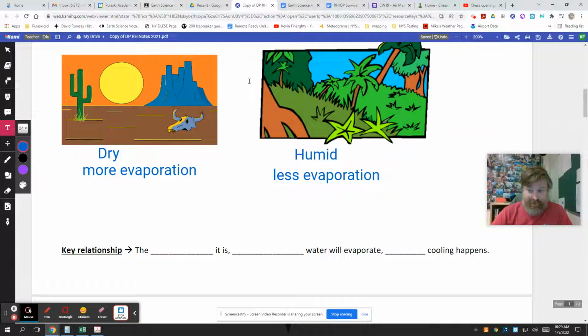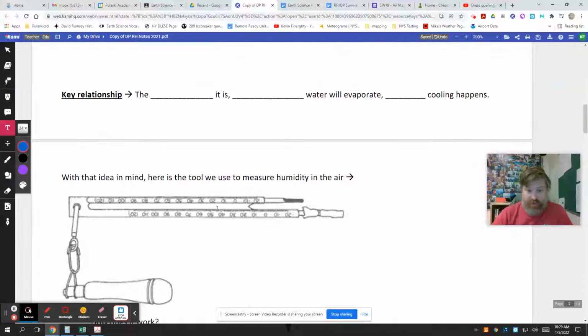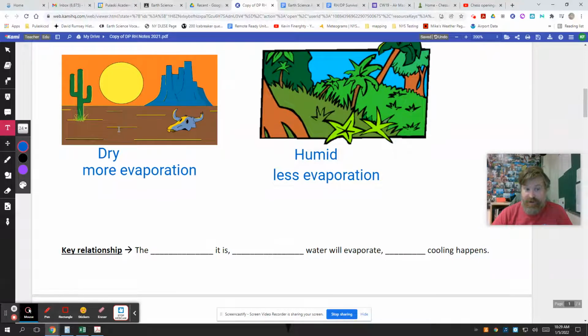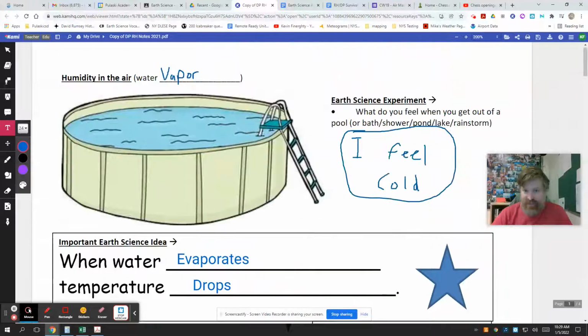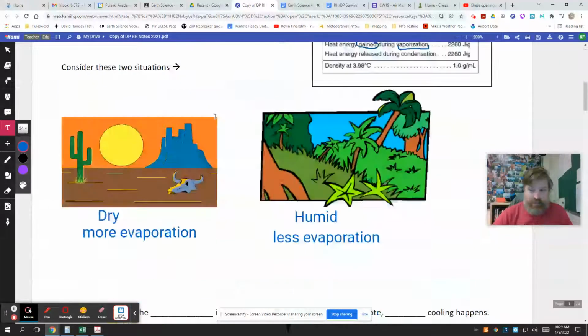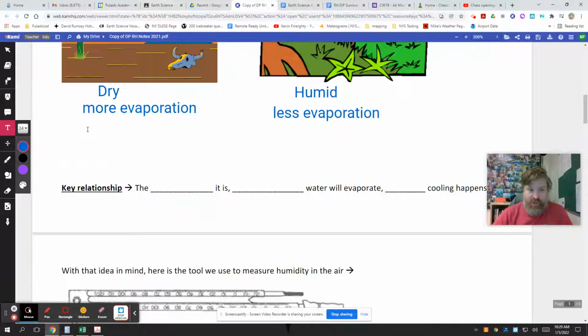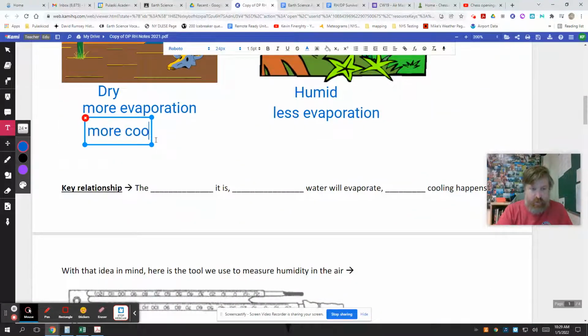So if you really think about that, you can get down to what's really super clever about what this guy came up with, or girl, I don't know who it was, honestly, to figure out how to measure humidity. They said that if it's very dry, that means there's going to be a lot of evaporation happening. And that means, since this earth science experiment that you've experienced is a thing, that if there's more evaporation, there's also going to be more cooling.